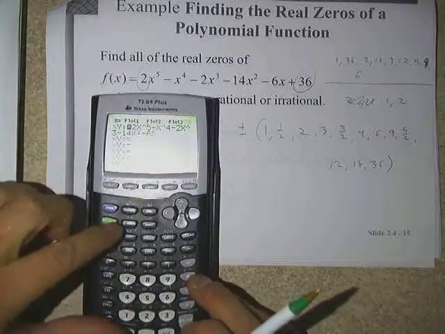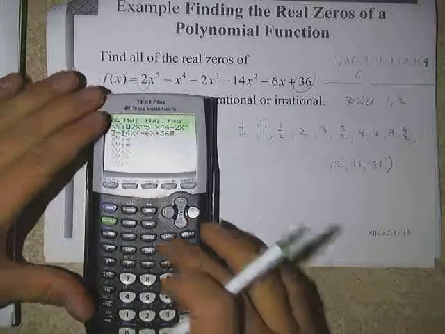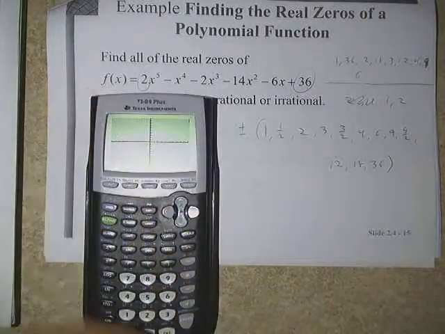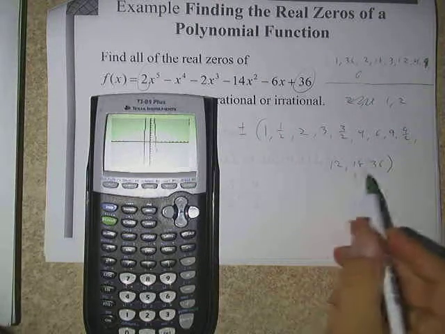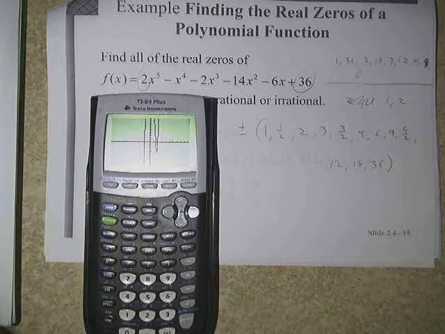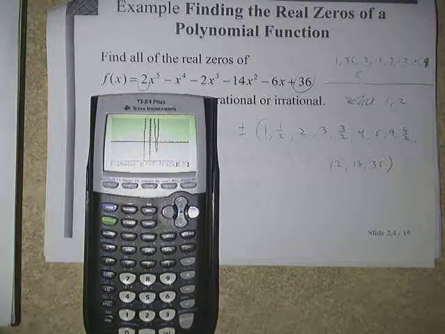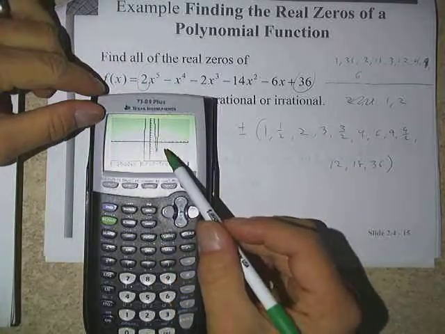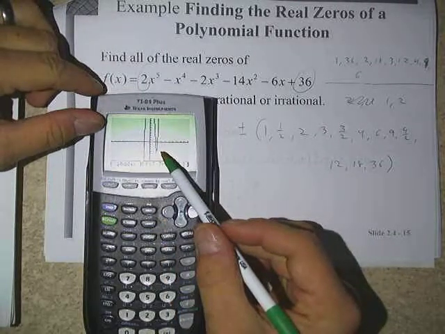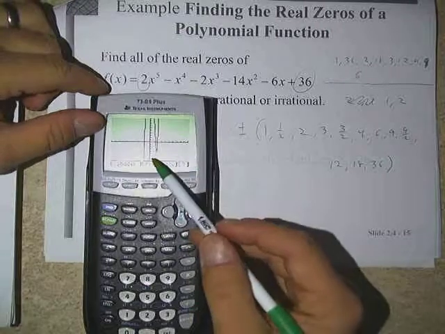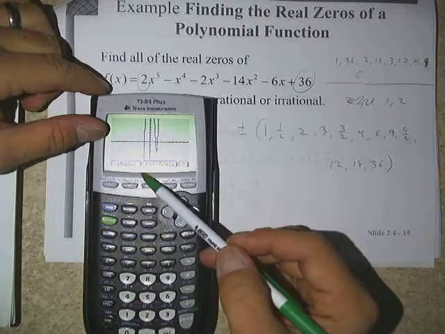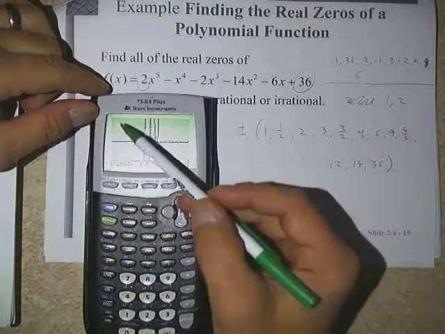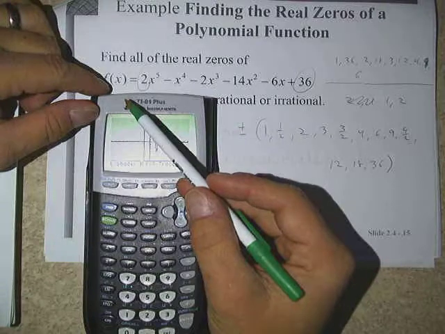So if I go ahead and put my 2x to the 5th in, minus x to the 4th, minus 2x cubed minus 14x squared minus 6x plus 36. And if I do zoom 6 on that, I'm not sure how much of that we'll see, if any. We know it's possible that there could be zeros that are pretty big here, but we can see that there's 1, 2, 3 right in front of us. Keeping in mind that this is a 5th degree function, it could be that these are the only ones. That's possible.